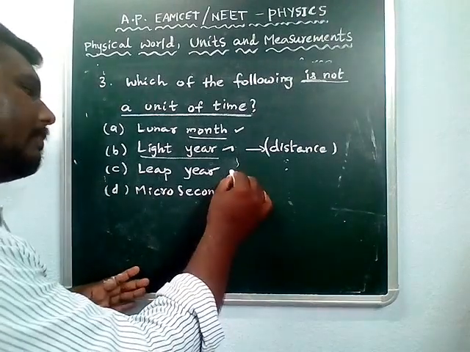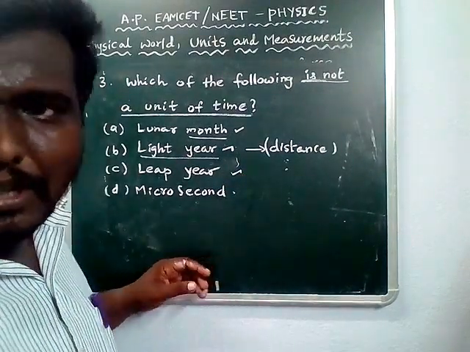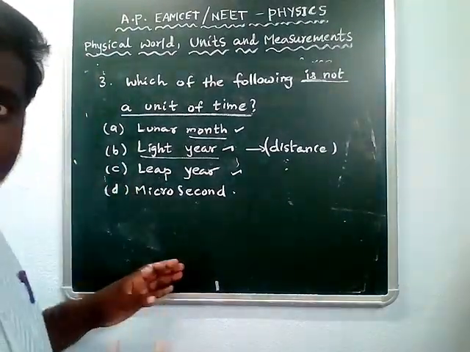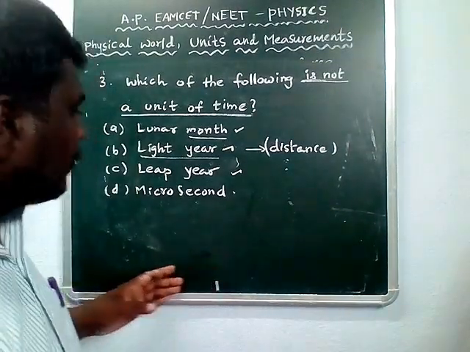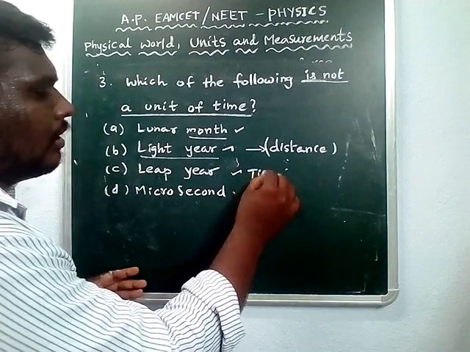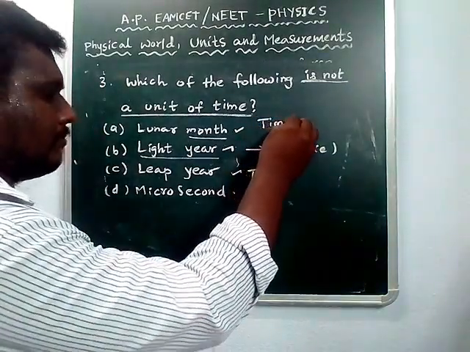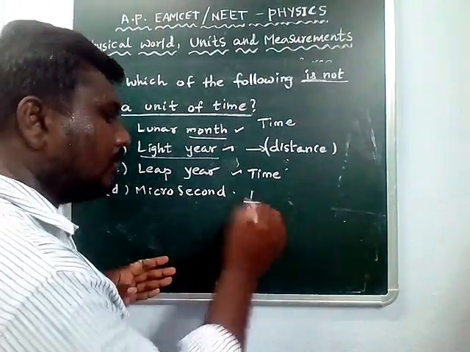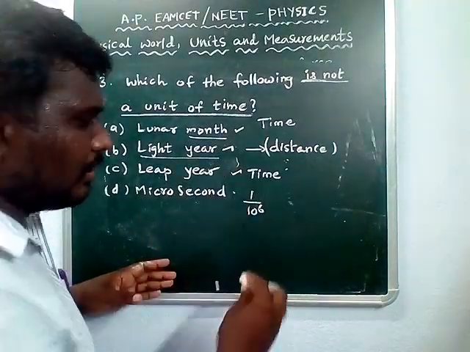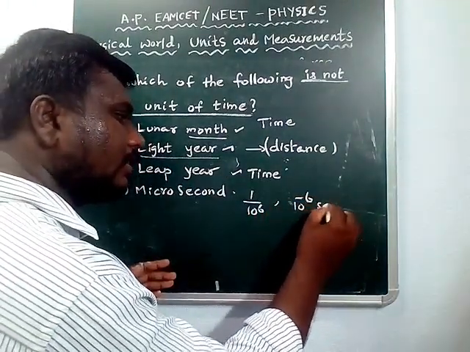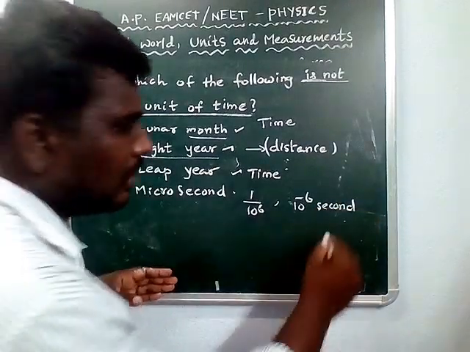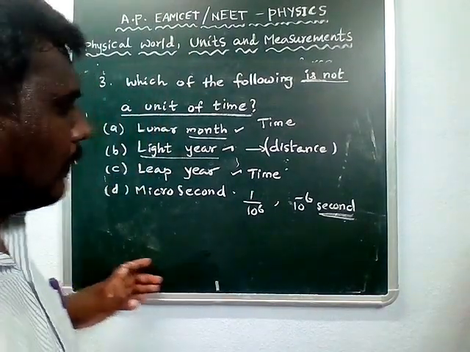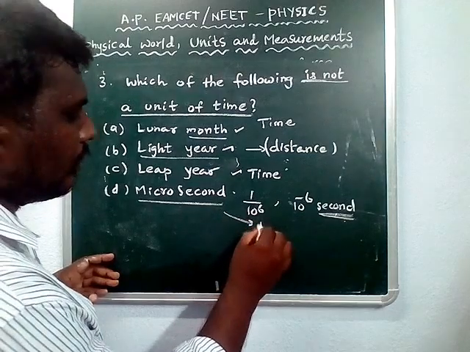Okay, next the third one, leap year. We already know that a leap year occurs once in 4 years, right? So the leap year is a time period. Clearly, the number of days can be represented. So leap year is a unit of time. The microsecond is 1 by 10 power 6 of a second, or 10 power minus 6 second, called a microsecond. Understand? Here the second is the unit of time, we already know that, right? So the microsecond is also a unit of time.